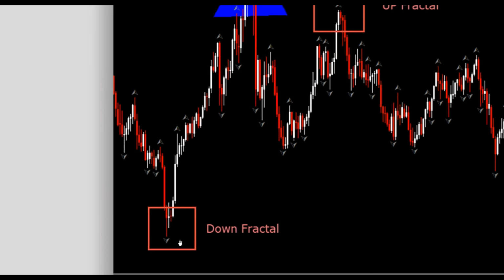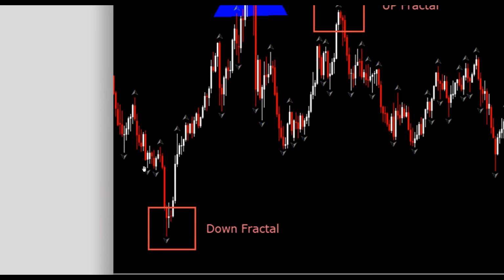Okay, so down fractal. There was a clear downtrend. You can see that. This is crystal clear. Downtrend with some corrections, but a clear downtrend, consecutive lower lows, consecutive lower highs. So we have this massive sell-off with the two following bars posting a higher low, and that's why this down fractal was created. So if you see something like that, you need to put a note, right?